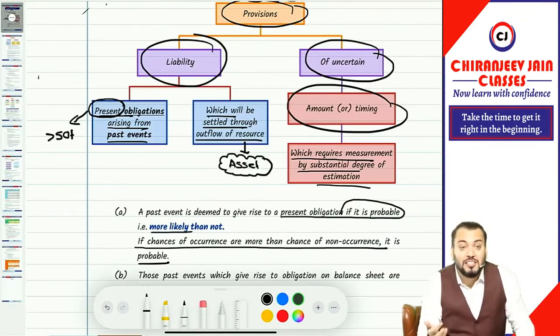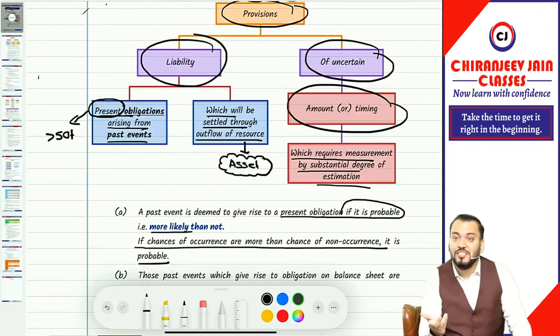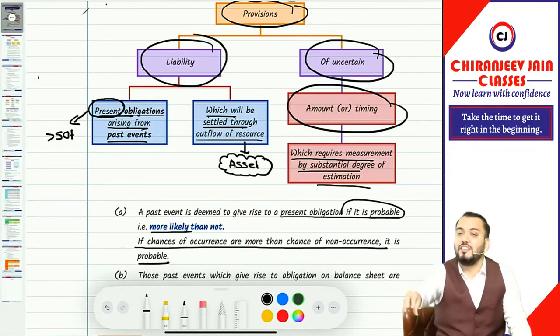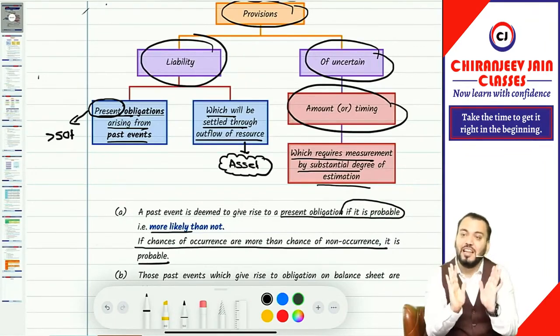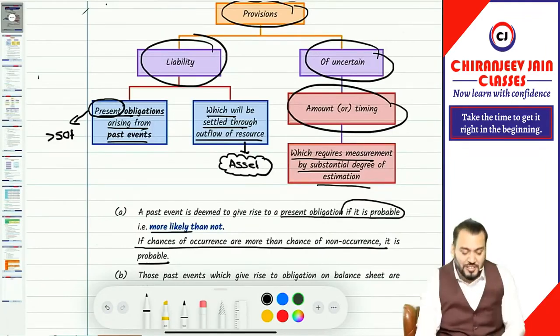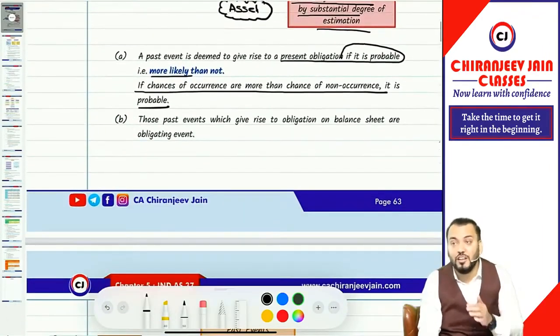Whenever a liability requires estimation, what does it become? A provision. Whenever a liability requires estimation, it becomes a provision. Whenever a liability does not require any estimation, it is not a provision. It is only a liability. Simply put, all provisions are liabilities, but all liabilities are not provisions.